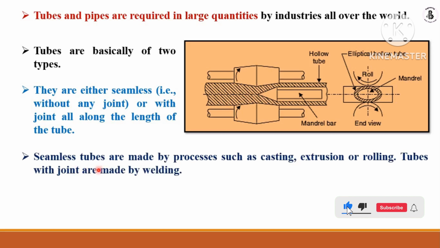Seamless tubes are made by processes such as casting, extrusion or rolling, and tubes with joints are made by welding.